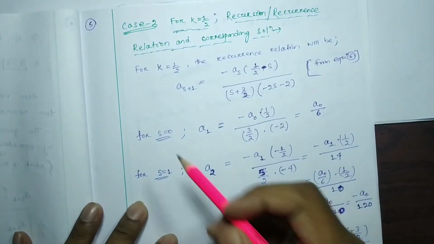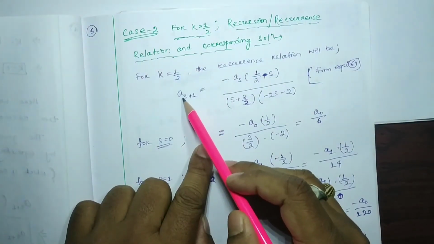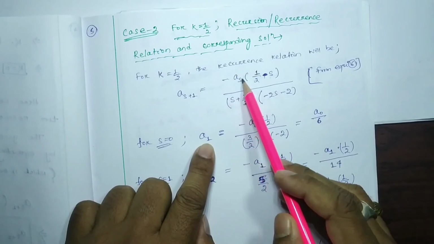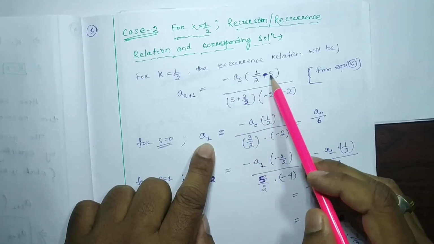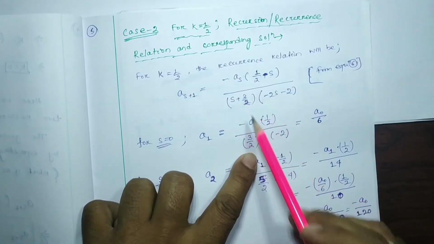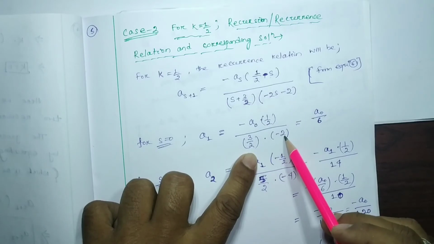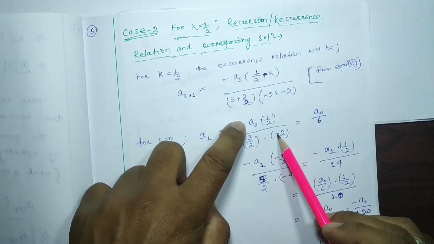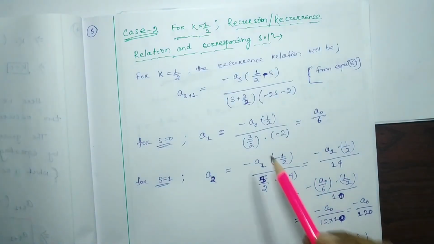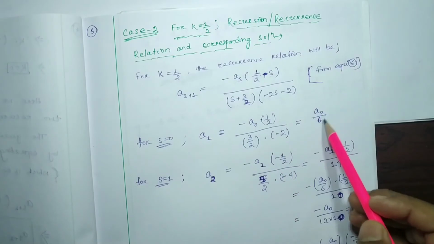Now we have to put the different s values. S equal to 0 means you have to put 0 over here. You can find a1 is equal to, put 0, it will be a0. Here you put 0, it will be 1 by 2 whole divided by, s equal to 0 means 3 by 2, and s equal to 0 means it will be minus 1 by 2 minus 2. So minus minus plus, and the 2 got cancelled. So 1 by 2 by 3, it will be a0 by 6.